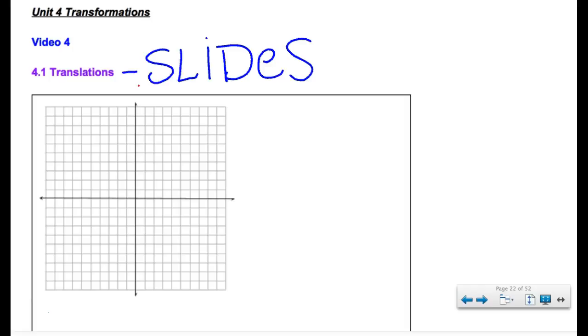So again, a translation is just a slide. So what you're going to have is some figure drawn, and it's going to be labeled with letters. I'm going to just make a triangle to make our life easy. So go ahead and draw a triangle just like that on your coordinate plane. I'll give you a minute to do that.